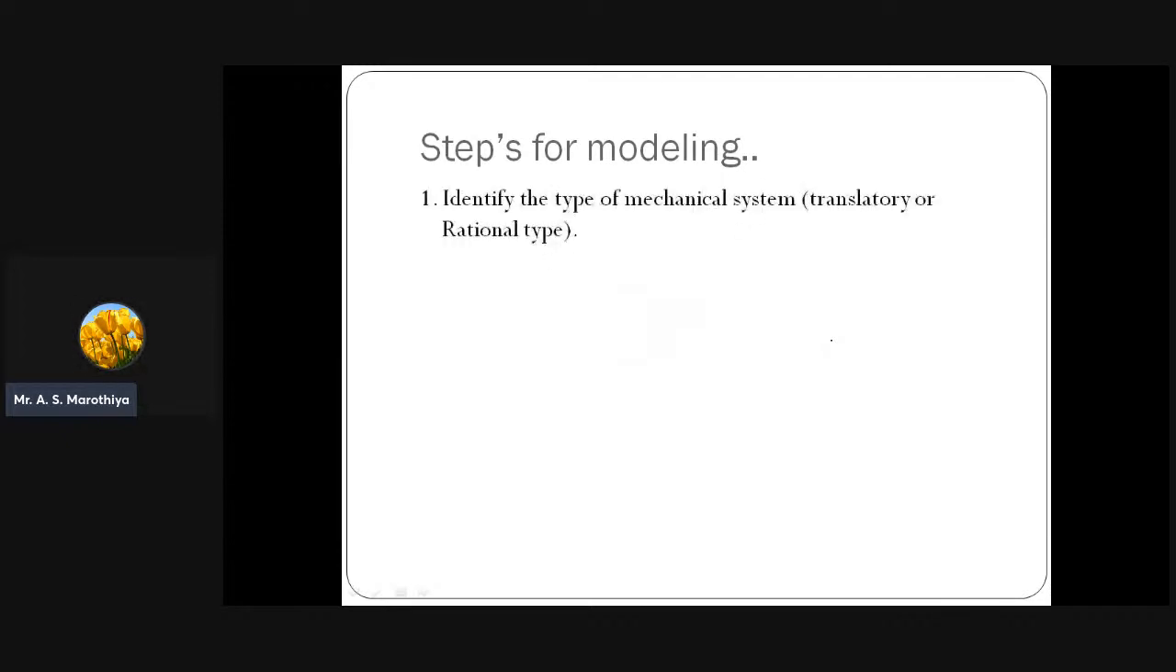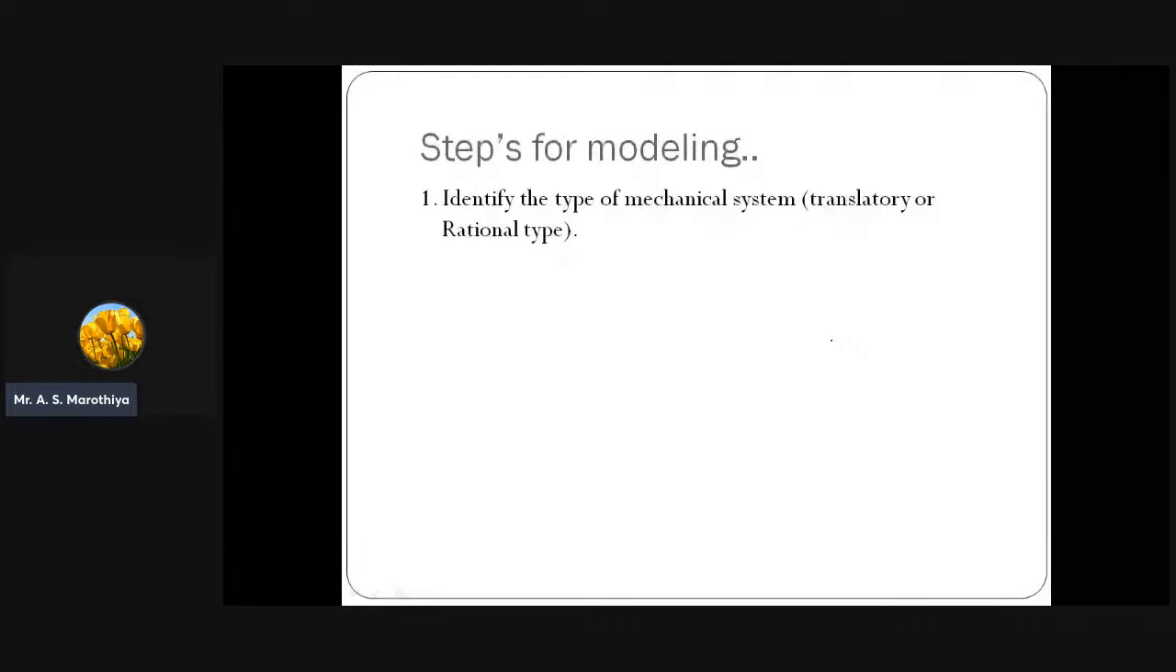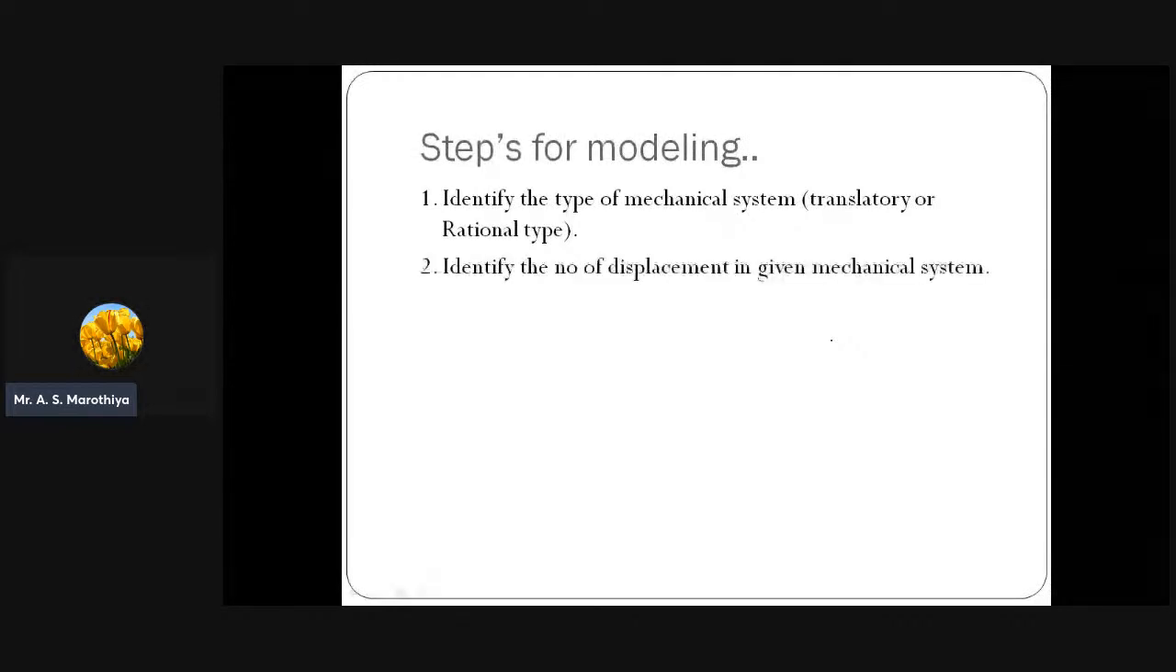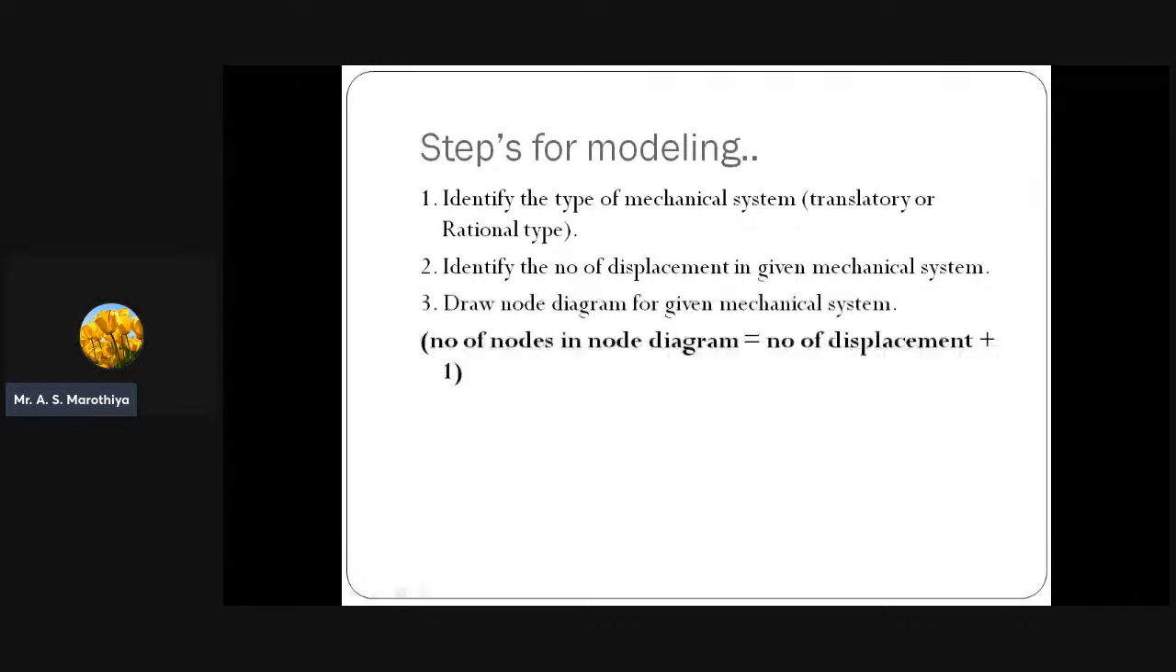So first of all, we need to identify whether the system is mechanical or electrical. Once we identify that the system is mechanical, then in mechanical again we have two different domains, translatory or rotational. And then we need to identify the number of displacements available in the mechanical system. Each displacement is treated as a separate node, so we need to draw the node diagram. And to draw the node diagram, we apply the logic that the number of nodes in the node diagram is the number of displacements plus 1.